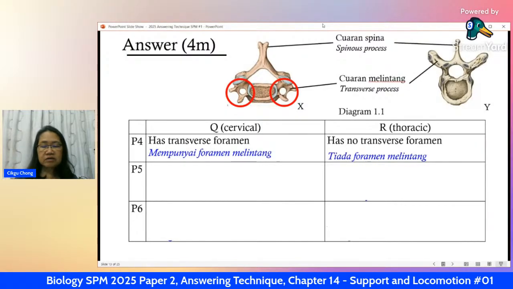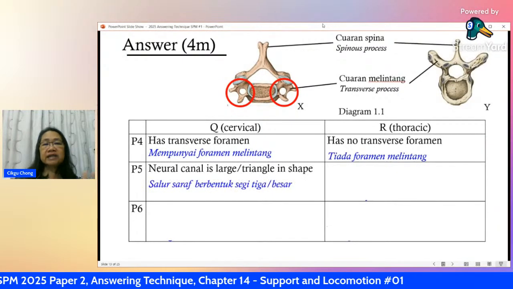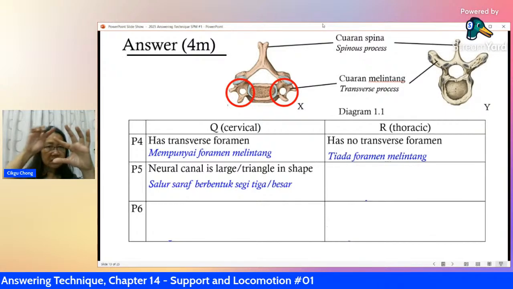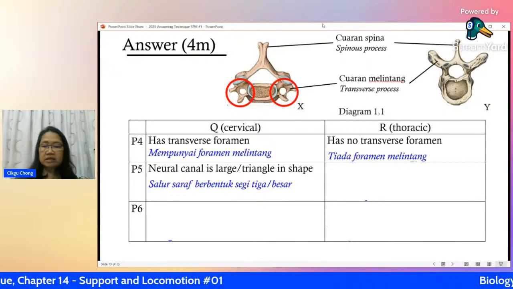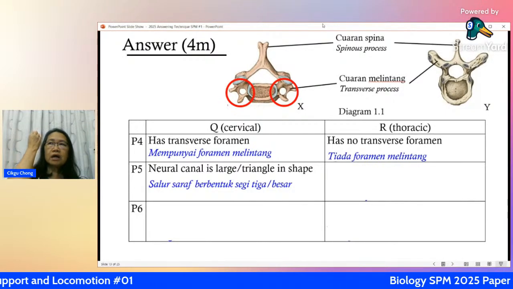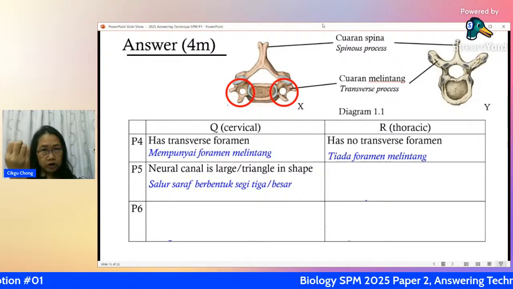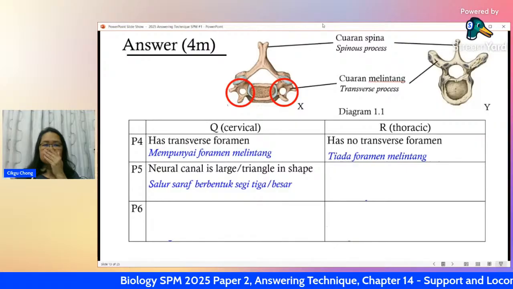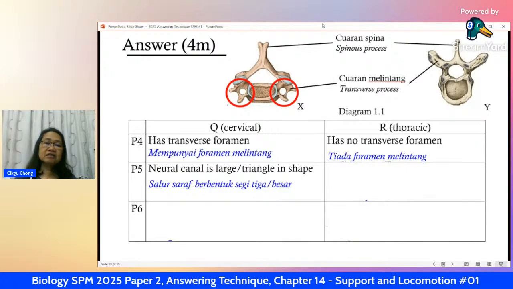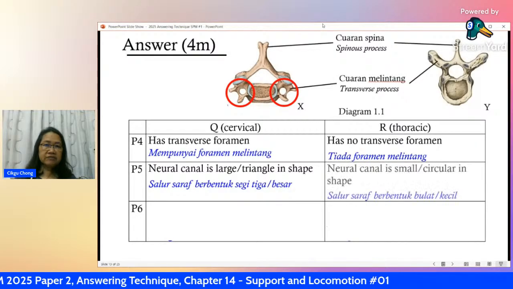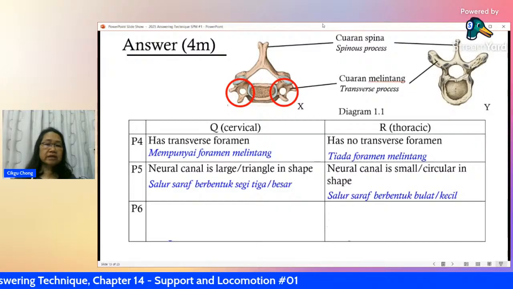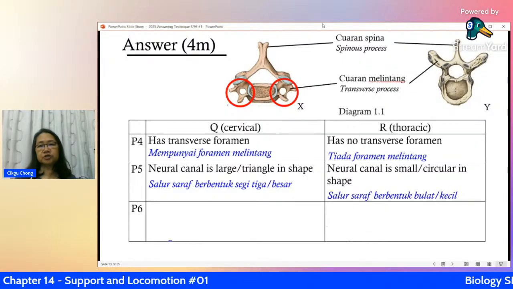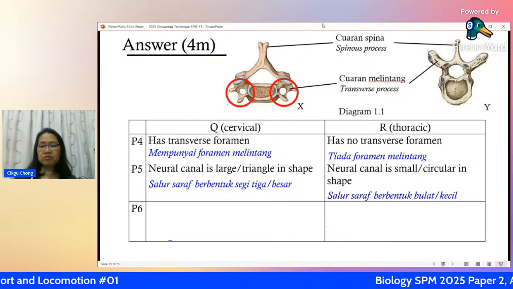No oxygen. All right. So next, neural canal. The neural canal is the triangular, that hole that you see there. This is to put your spinal cord. Okay. So for the left hand side, the one on the left, neural canal is large or triangle in shape. Whereas for the Y, the neural canal is small or circular in shape. Then you can see the shape is a bit round.